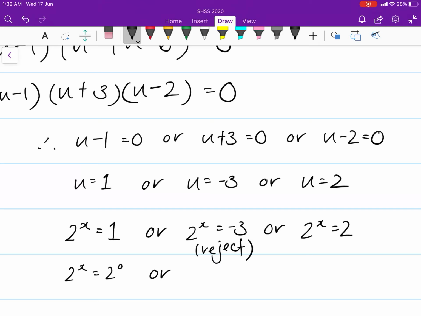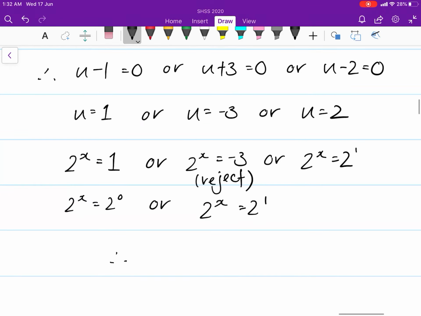I'm only left with one more. 2 to the power of x equals to 2 to the power of 1. So therefore, x is either 0 or 1. And we are done. Just compare the powers.